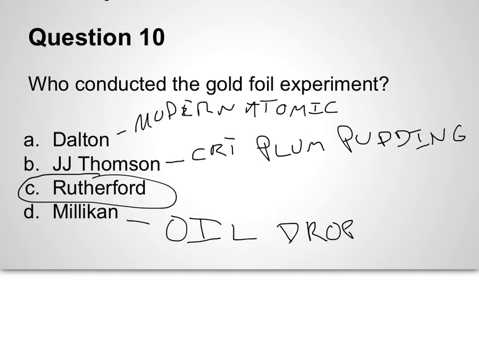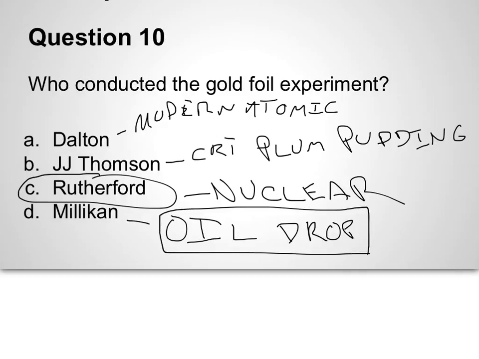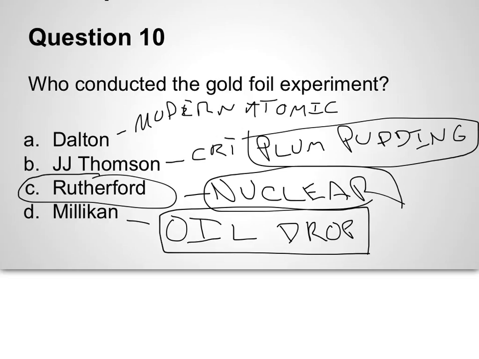Know what their models were, know what their experiments were, if that applies, like Thomson, Rutherford, and Millikan all had specific experiments attributed to them. Thomson discovered the electron, Rutherford came up with the nuclear model. He was the first to propose the idea of protons and the nucleus in an atom. And Millikan's oil drop experiment determined the mass of an electron, which was the first evidence that there were particles smaller than an atom. So know who these guys are, know what the nuclear model looks like, know what the plum pudding model looks like, and who each of these guys were and what they contributed.